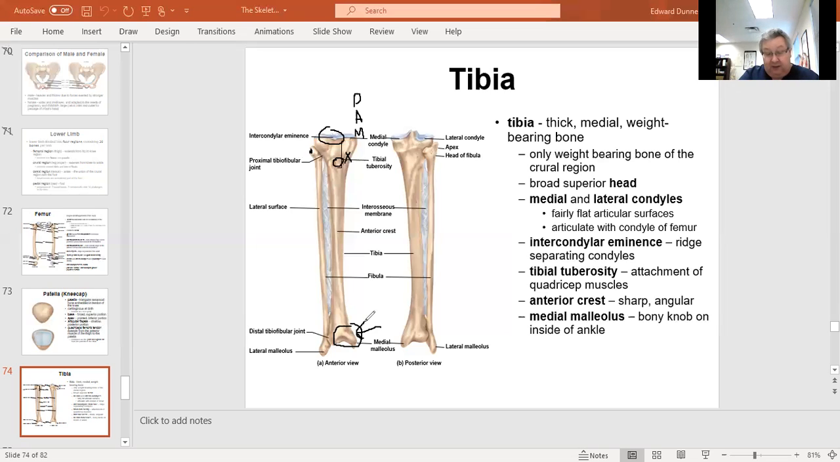At the pes anserine, remember the area that is the proximal anterior medial tibia. It's right next to the tibial tuberosity. There are three muscles that attach to the pes anserine, and you've got to know them: gracilis, sartorius, and semitendinosus. Those are the three muscles that attach to the pes anserine.